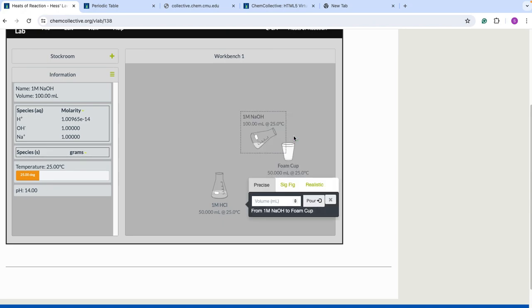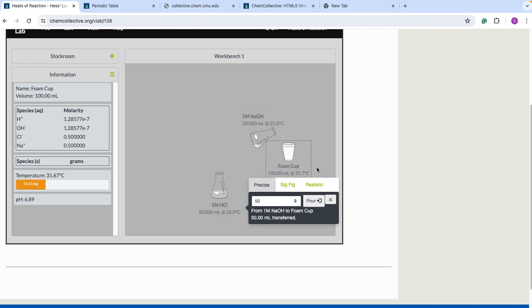Once I've measured those, in real life we would use a thermometer. You would use a different thermometer to measure each, to ensure you're not adding any drops of HCl across or NaOH across. There's no cross contamination if you use separate thermometers. We're then going to measure out 50 milliliters of that, pour it in, and observe the temperature change here.